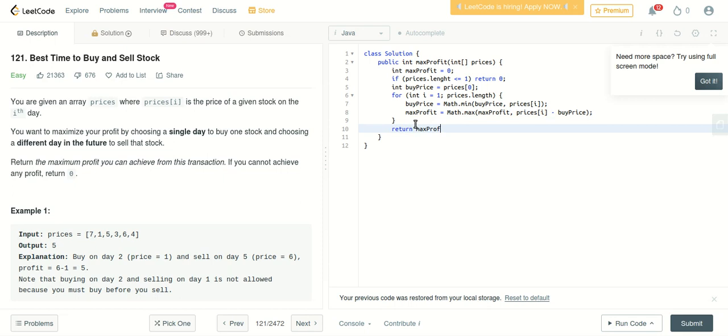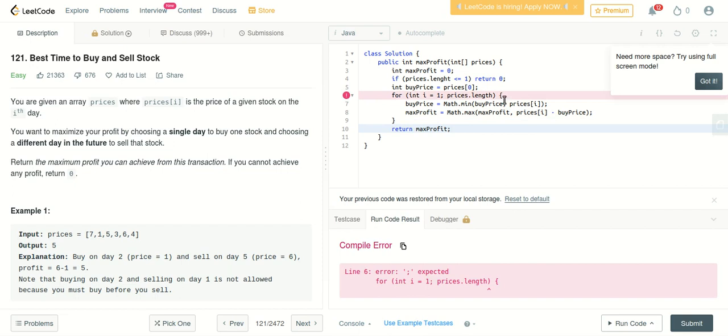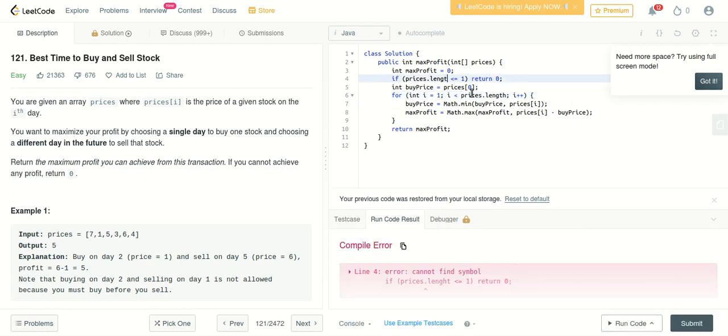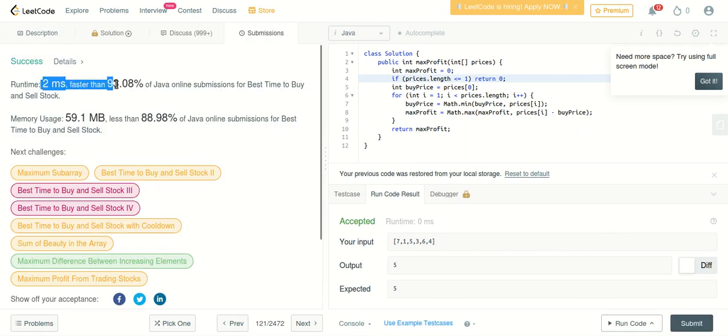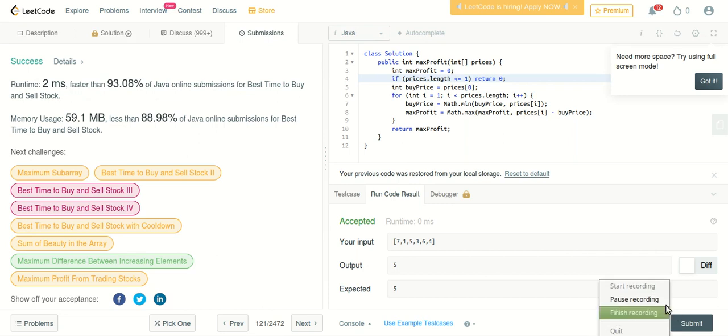Let's say return max profit. Let's try to run it. Semicolon expected on line 6. We would keep iterating i while i is less than prices dot length. Let's try to execute it. Oh, a typo. Okay, this is accepted. Let's try to submit it. We are able to get the answer in 2 milliseconds, which is faster than 93.08% of the submissions. Thank you folks. See you in the next one.